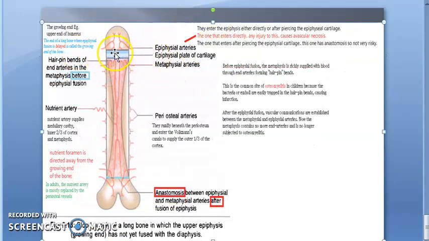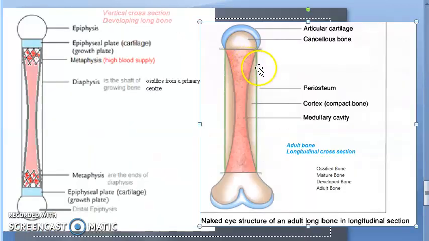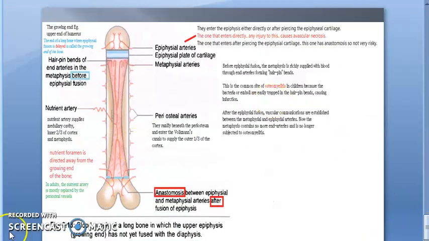So you have the epiphyseal arteries, metaphyseal arteries, which are the hairpin bends actually, coming out of the nutrient artery itself. Nutrient artery enters via the nutrient foramen. Okay, guys. Then you have the periosteal arteries. So this should tell you the parts of the bone also, correct? So you have the periosteum. Then in the middle you have the medullary cavity. Good. Let's move on now.